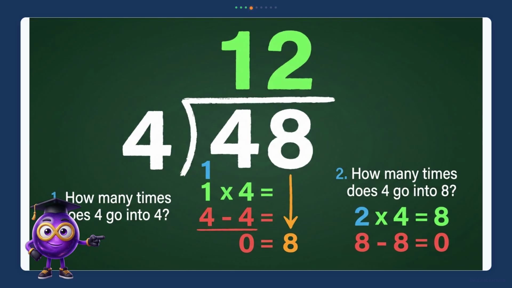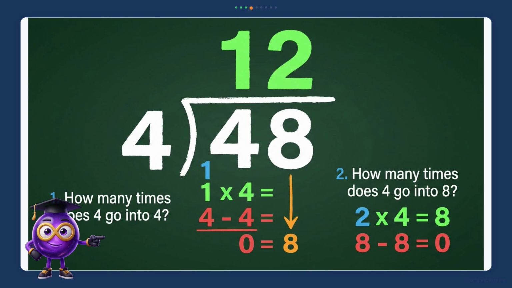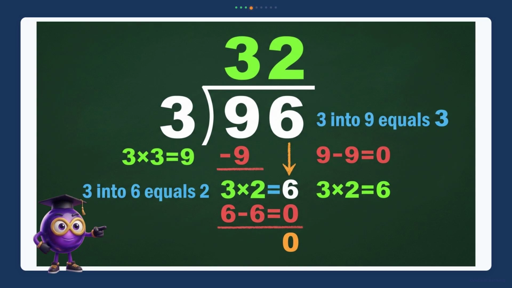How many times does the number 4 fit into 8? 2 times. Write 2 on top. Multiply. 2 times the number 4 equals 8. Subtract. We get 0 again. The answer is 12. Now let us try 96 divided by 3.